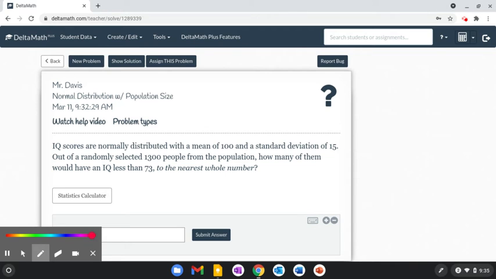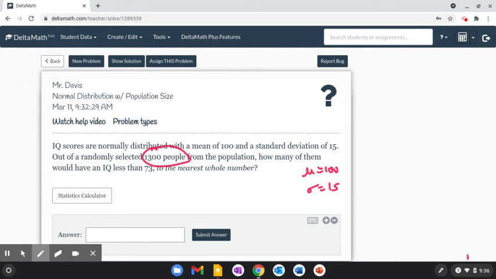Okay, so I said at the end of the last video that I wanted to show you one where it was less than. So this little video is just going to be an extension to show you a less than example. In this one, we have an IQ normally distributed with a mean of 100, standard deviation of 15. We're selecting 1,300 people, and we're going to do IQ less than 73.